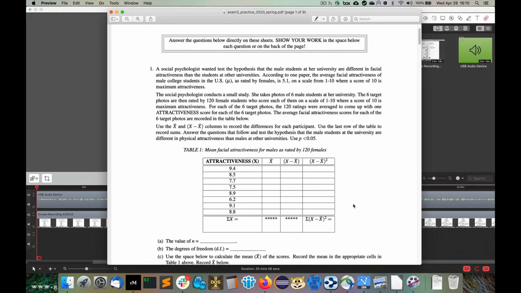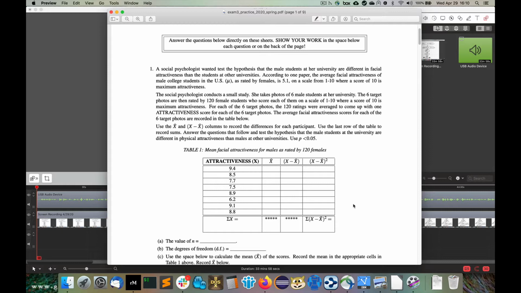All right, so let's take a look at our problem now. A social psychologist wanted to test the hypothesis that male students at her university are different in facial attractiveness than the students at other universities. According to one paper, the average facial attractiveness of male college students in the U.S., which is going to be the number mu that you're going to use, as rated by females, is 5.1 on a scale of 1 to 10, where a score of 10 is maximum attractiveness.